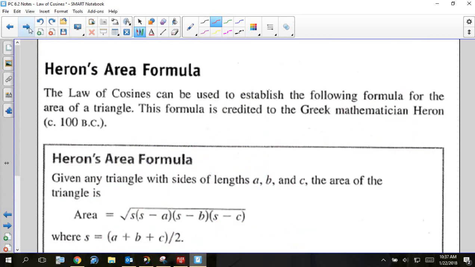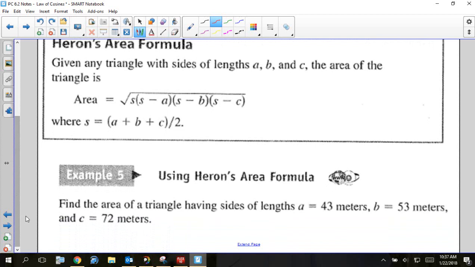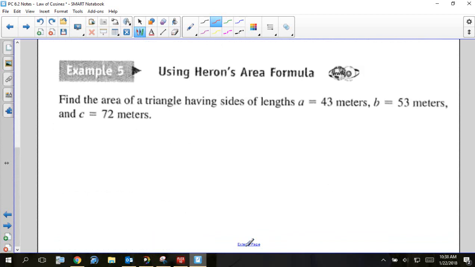All right, so this is called Heron's formula. Ooh, it's credited to the Greek mathematician 100 BC. It's a long time ago. Is that why they call it BC count? No. I don't think calculus was around that long ago, actually.